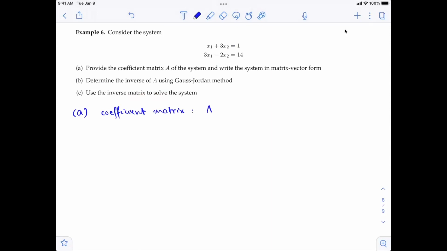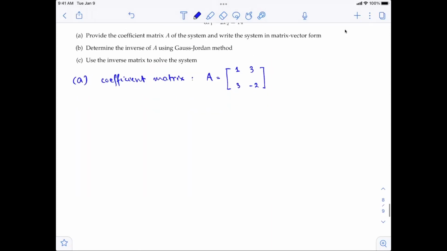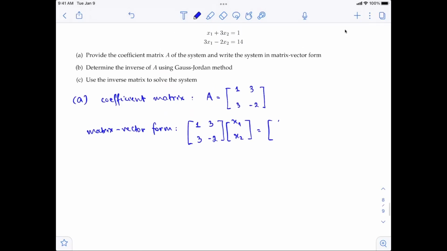Right, the coefficient matrix is A equal to 1, 3, 3, negative 2. And so the matrix vector form of the system is, right, you have the coefficient matrix multiplied with x1, x2, and this is going to be equal to the right hand side, which is 1, 14. So that's the matrix vector form.